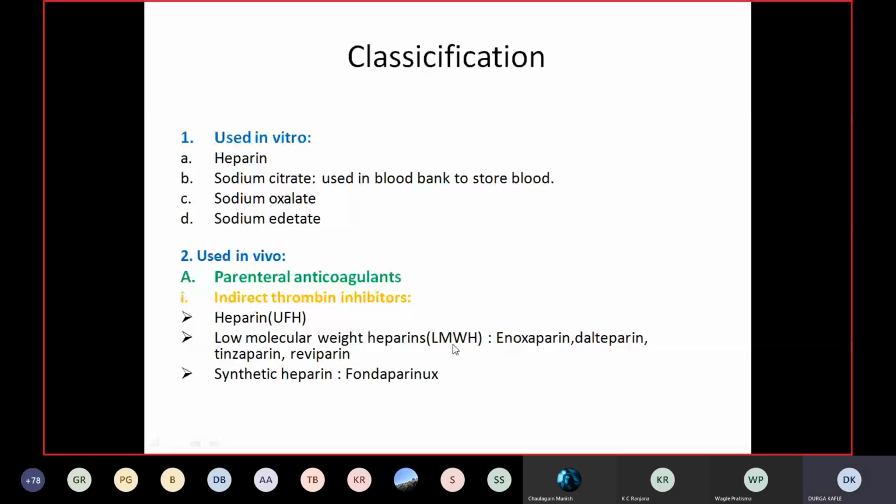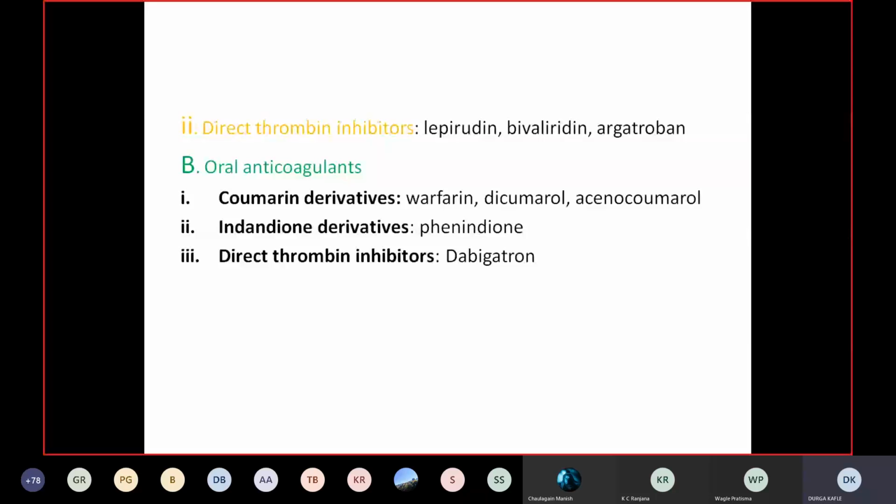The names are somewhat difficult. Direct thrombin inhibitors, we have lepirudin, bivalirudin, and argatroban. These act directly on the thrombin. Next, we have oral anticoagulants that can be used by the oral route. Coumarin derivatives, we have warfarin, dicumarol, and acenocoumarol. Indandione derivatives, we have phenindione, and direct thrombin inhibitors, dabigatran. You should study these drugs. They are very difficult to remember, so you have to go over them repeatedly.